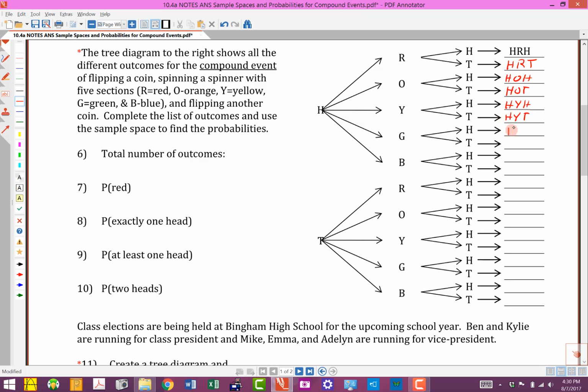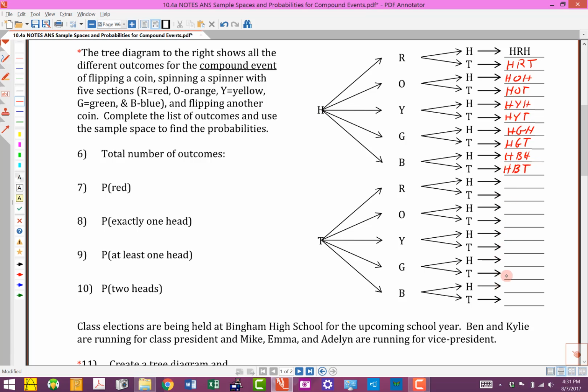So this next one is going to be H, G, H. Well, you can tell from the pattern. On each one of these, we've got the last one as heads, then tails, heads, then tails, heads, then tails. So this next one is going to be H, G, and T. And then down here, we're going to have an H, a blue, and then a head, and a blue, and then a tail. And then I think you can fill these in right here.